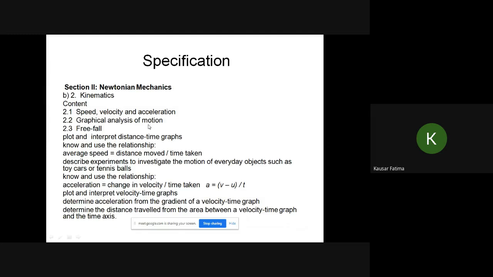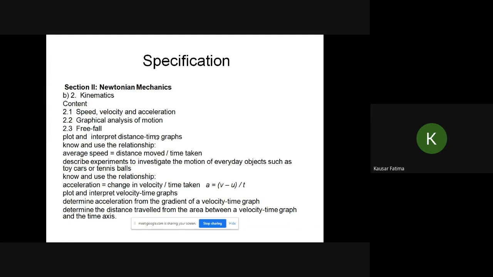Both distance and speed are scalar quantities, and you know well what scalar quantities are. Scalar quantities are those which do not need direction to be mentioned. So time is a scalar quantity, distance is also a scalar quantity, and so is speed. But velocity and acceleration are vector quantities.